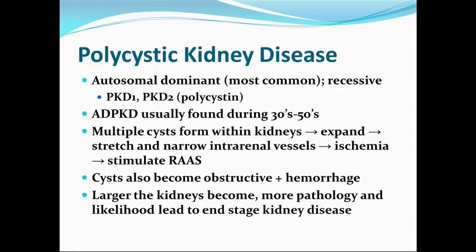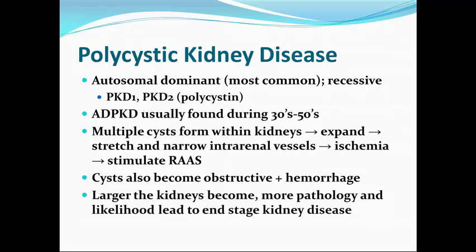The third disorder that I wanted to talk about is polycystic kidney disease. Polycystic kidney disease is the most common genetic disease that leads to kidney failure, to end-stage kidney disease. It is an autosomal dominant genetic defect. That is the most common. There is also an autosomal recessive form, but it is much, much less common than autosomal dominant. So what you're likely to see is the dominant form.